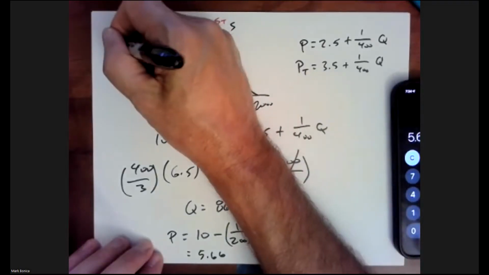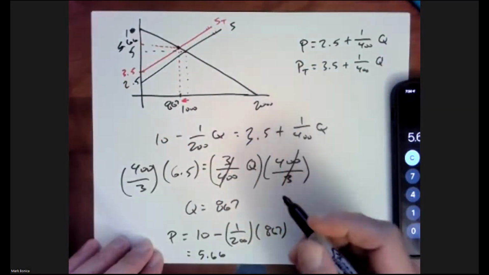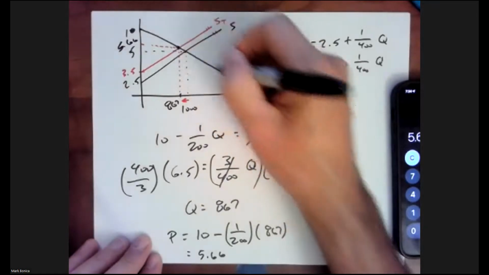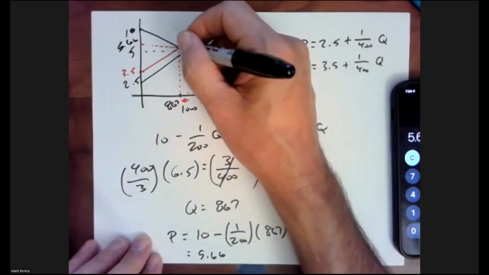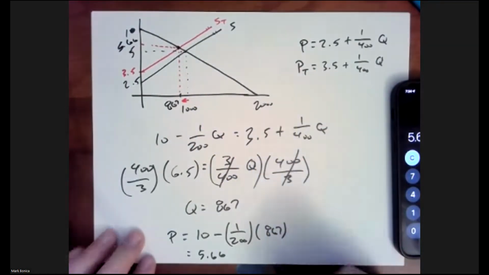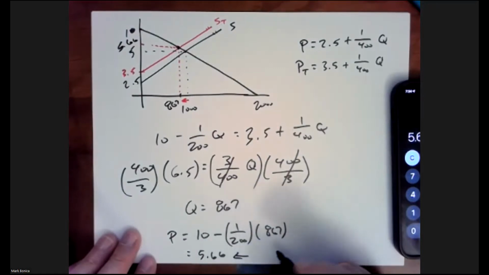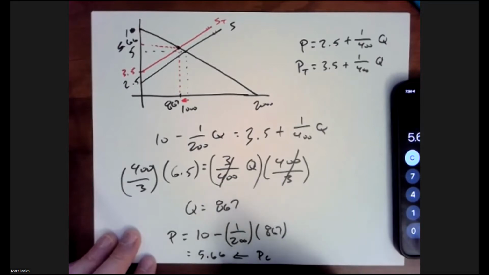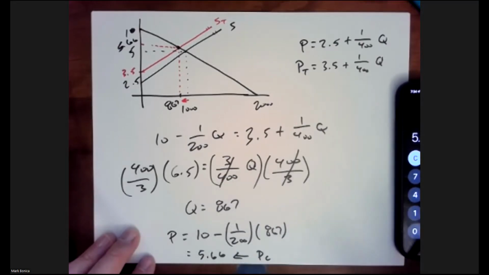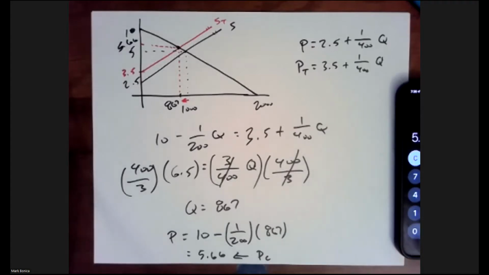So the new price that's going to be paid by the consumers, because the number on the demand curve, the price that hits the demand curve, that's what the consumers are paying. So the price to consumer is 5.66. What is going to be the price to Isabel? Or what price is Isabel going to get?